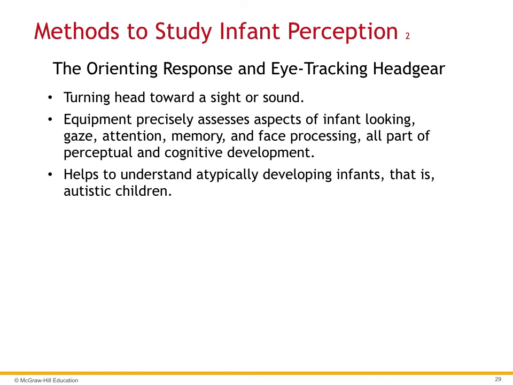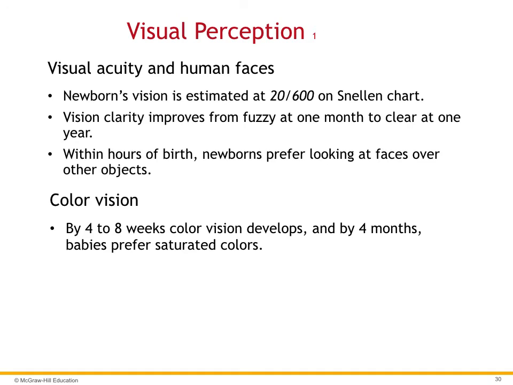There is something called the orienting response and eye tracking. With small children, infants doing this, it's the idea that they are turning their head toward a sight or a sound. We are going to watch a video here in a couple slides, and it gives a really good example of that. When they hear or see something, they go ahead and turn their head to give that attention. Visual perception.